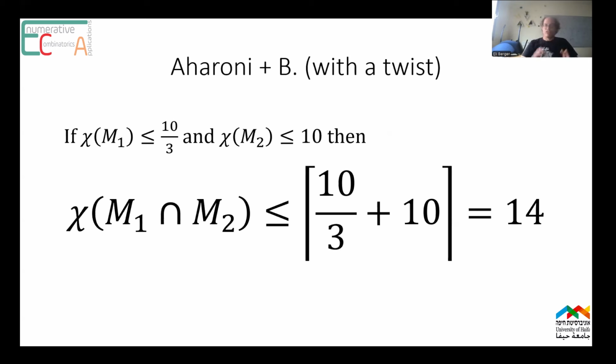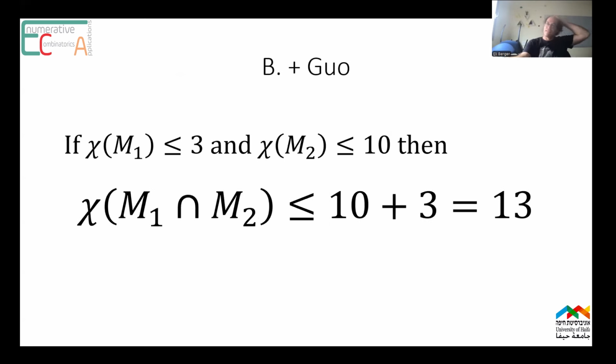Actually, well, it's not really written in the paper, but if you think of it, you can do this with the same methods. You can say that chi of M1 is less or equal to 10 thirds, and 10 thirds divides 10. So chi of the intersection is at most 10 thirds plus 10, but you should round up. So it's 14. And the new result says that you can actually say 10 plus 3 as they are. You don't need anything to divide anything, and get 13.